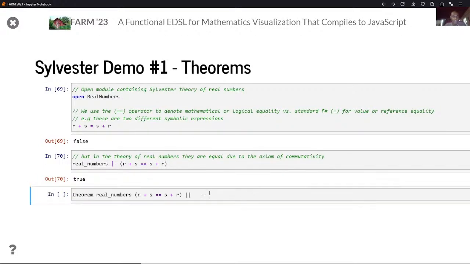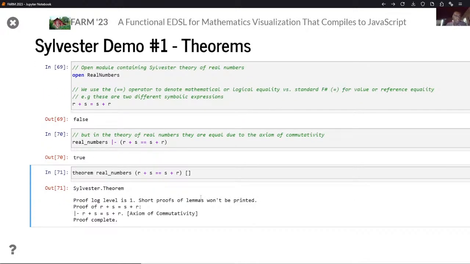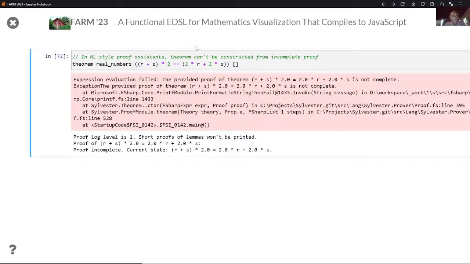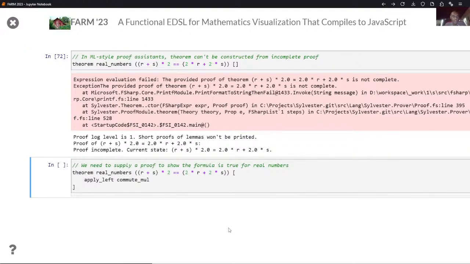Okay, so if we try to just create a theorem from this expression, then yes, this is true axiomatically. Sylvester tells us this is true because of the axiom of commutativity. Now, Sylvester is an ML-style proof assistant, so we can't construct theorems without proofs. If you look at another expression, in order to show this is true, we actually need a proof. We can't construct the theorem like this because we don't have a proof of this. So to construct this theorem, we need to provide a proof.